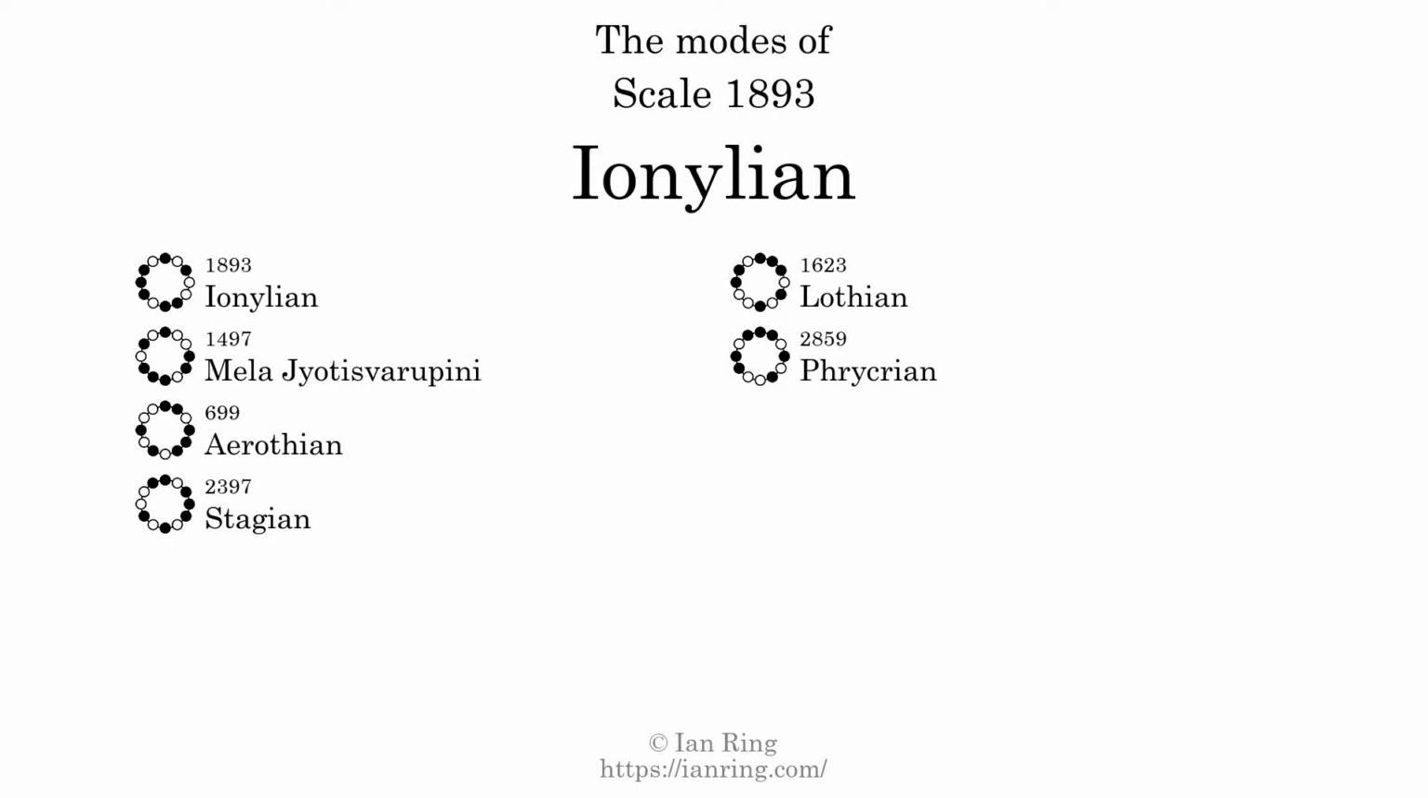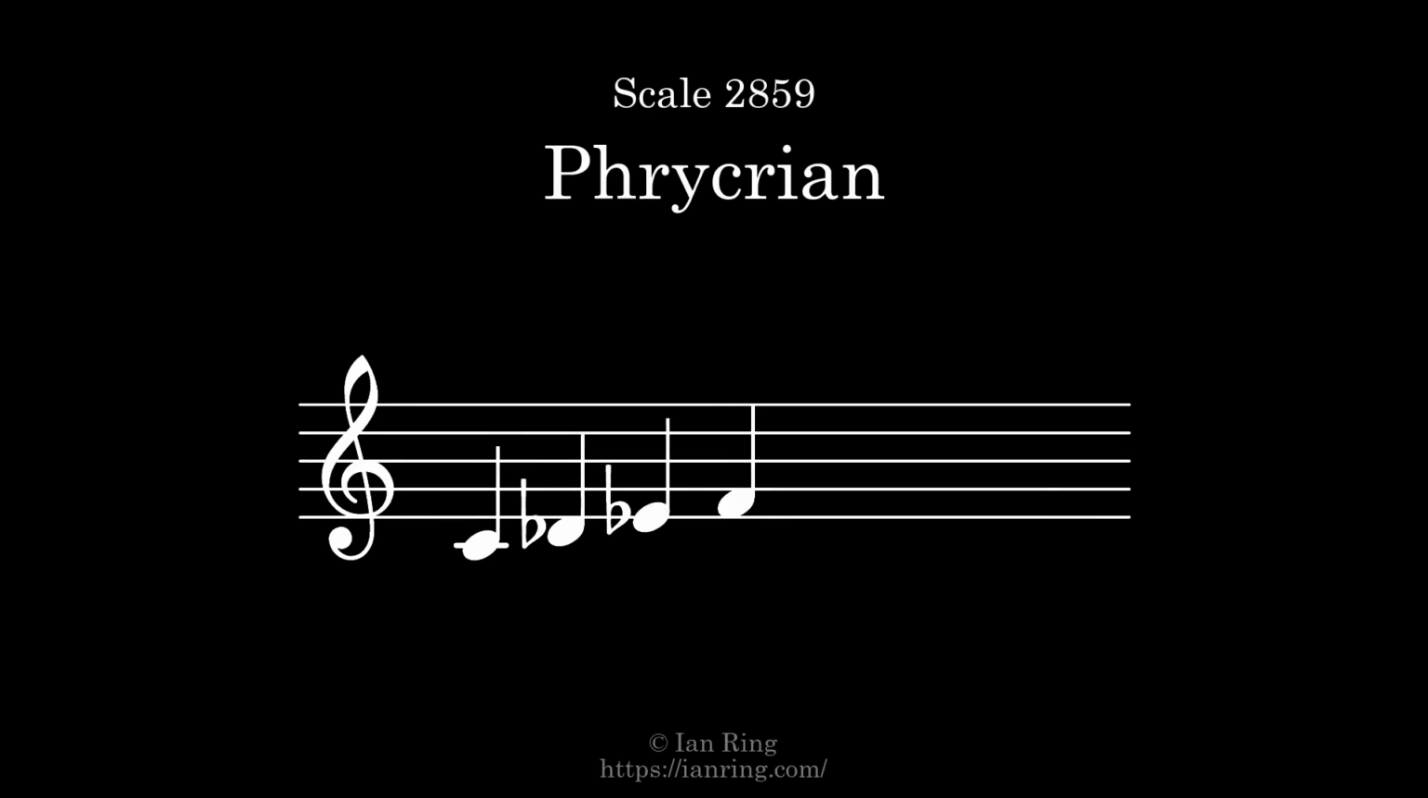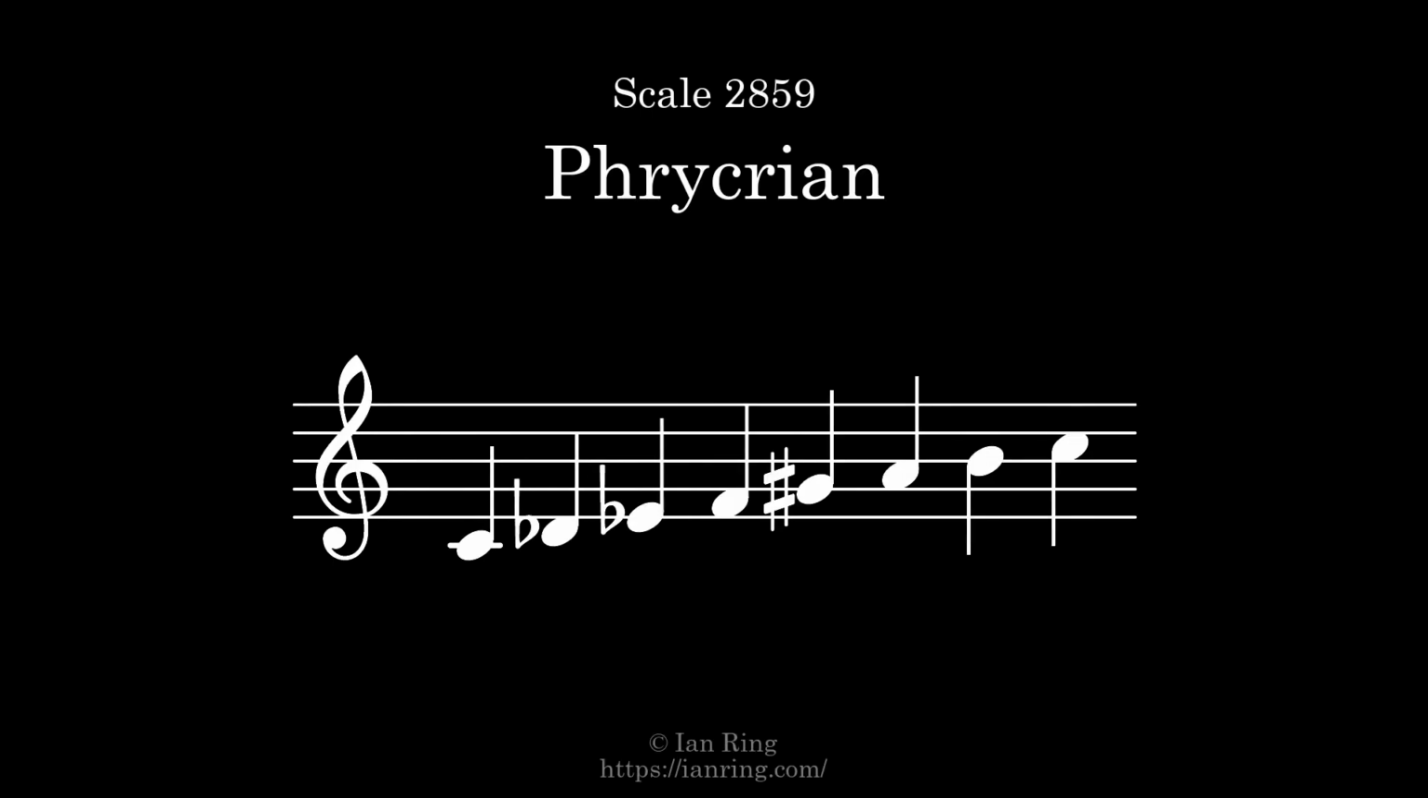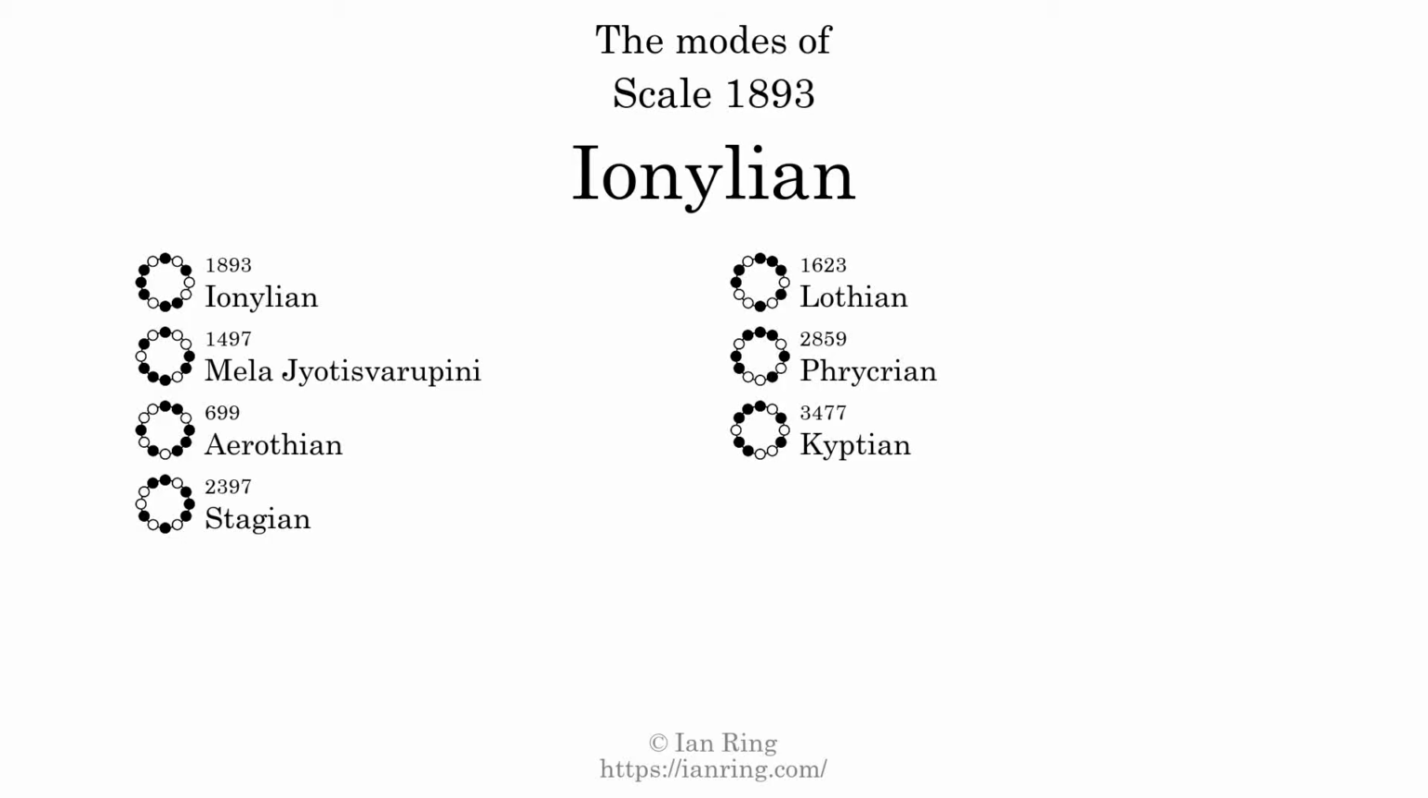The sixth mode is scale 2859, also known as Phrygian. It sounds like this. The seventh and last mode is scale 3477, also known as Kyptian. It sounds like this.